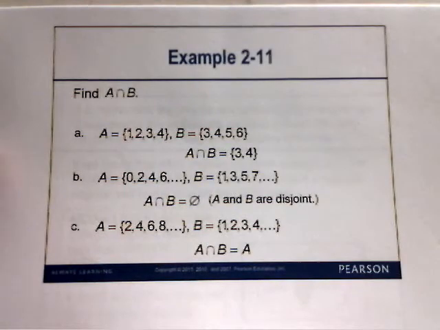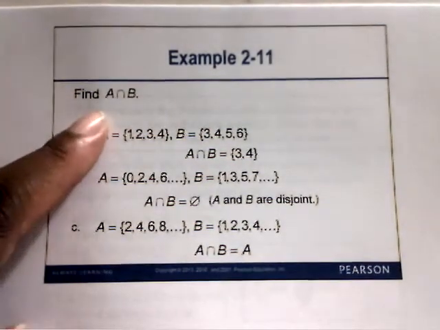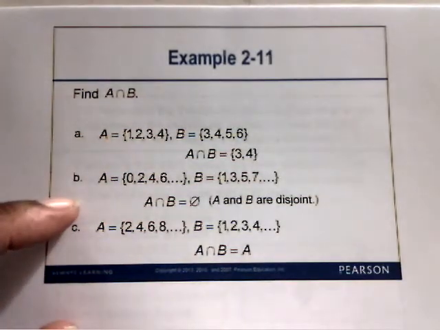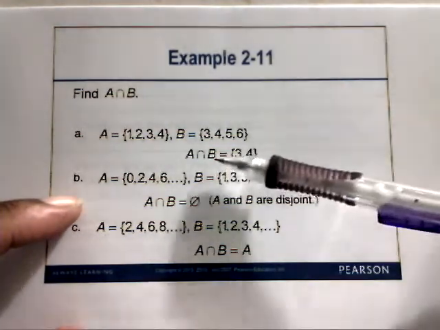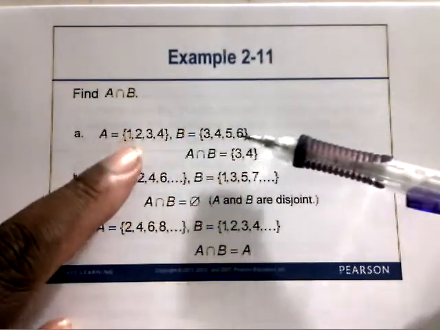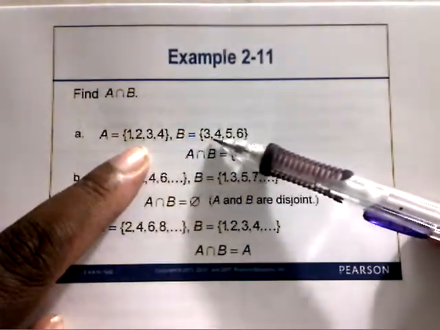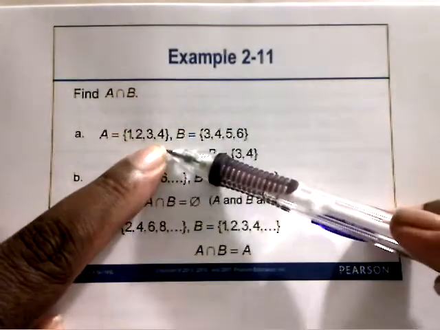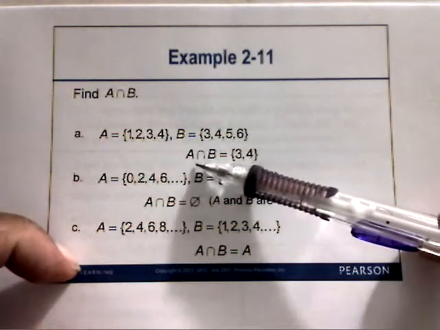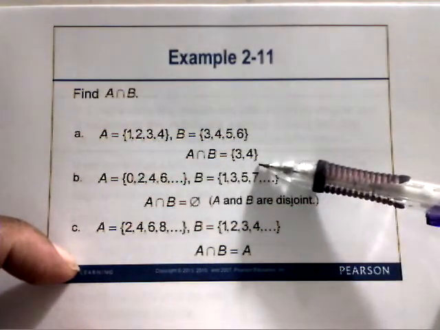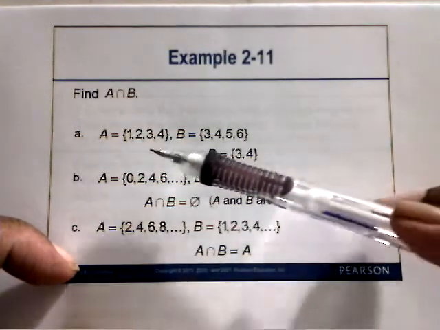So in this example, we want to find the intersection of A and B. In part A, we have A, which has the elements 1, 2, 3, 4, and B having the elements 3, 4, 5, 6. So the intersection of A and B would be those elements that are in both A and B. In this case, the number 3 is in both A and B, and 4 is in both A and B. So the intersection of A and B will be the elements 3, 4.